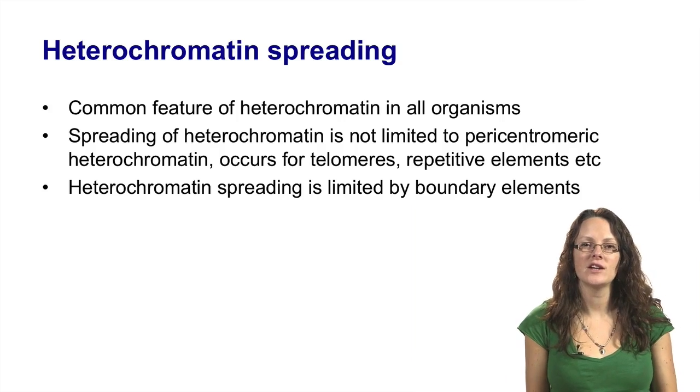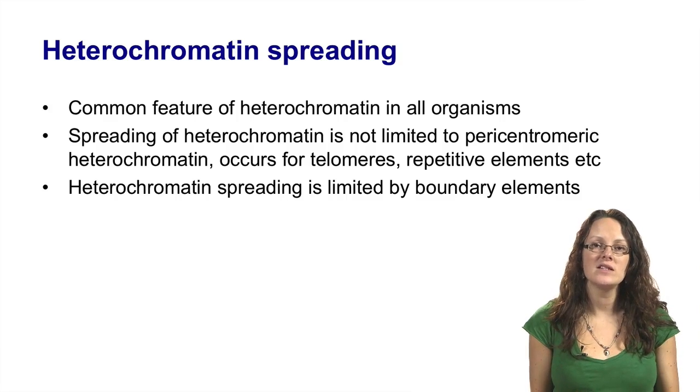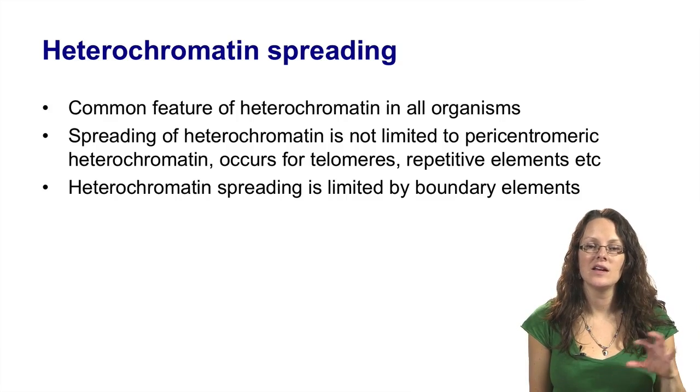So if left unchecked, you can imagine that heterochromatin spreading would mean that the whole genome would end up being densely packaged down and heterochromatinized, and clearly that's not what happens. And so heterochromatin spreading is limited by DNA elements known as boundary elements, and these boundary elements insulate the surrounding region from this spreading.